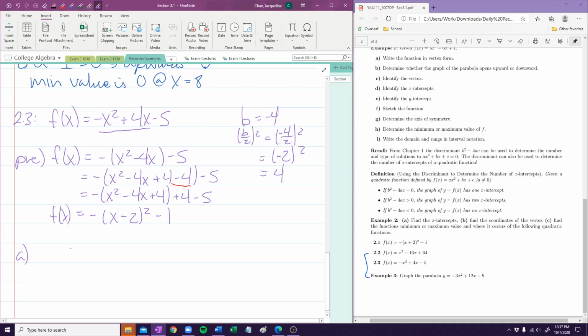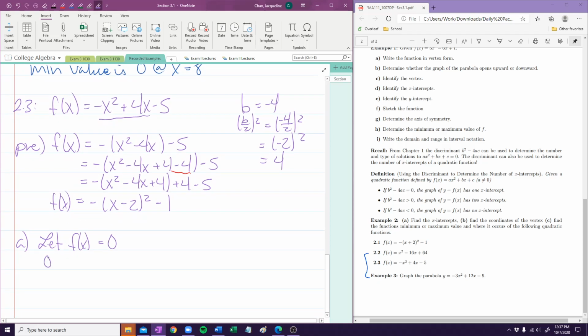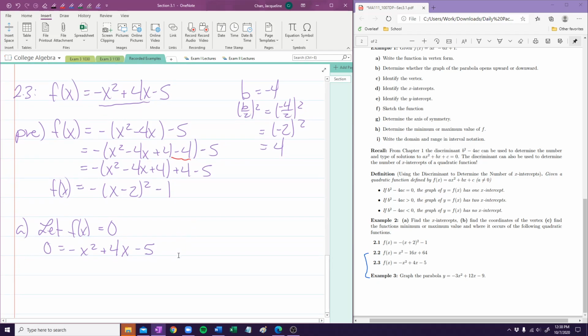Okay, so let's do A. For A, we want to find the x-intercepts. So we want to let f of x equal 0. When I do that, I get 0 is equal to negative x squared plus 4x minus 5.